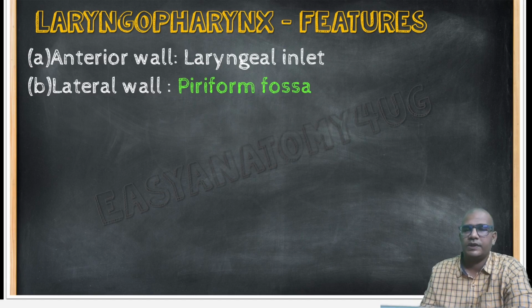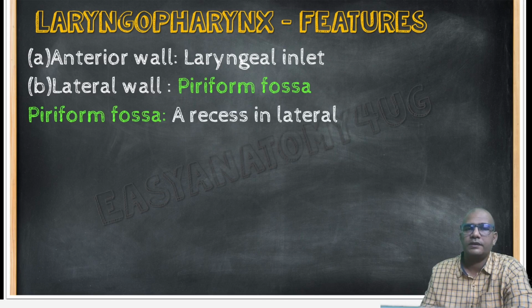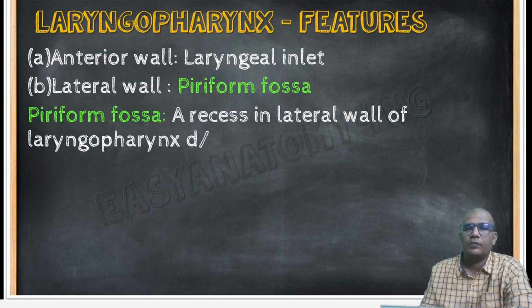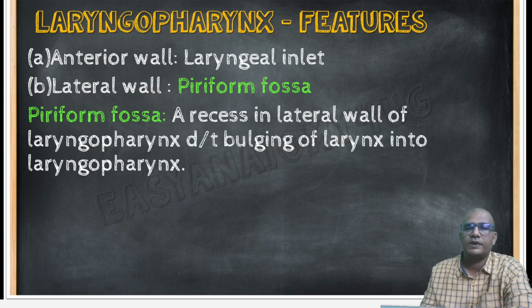So here we are just mentioning the pyriform fossa is present in the lateral wall of the laryngopharynx, and why it develops, it is due to the projection of larynx into the laryngopharynx, or we can say it develops due to the bulging of the larynx into the laryngopharynx. So we will see in a diagram this pyriform fossa, and we will discuss it in detail in the lecture of larynx.